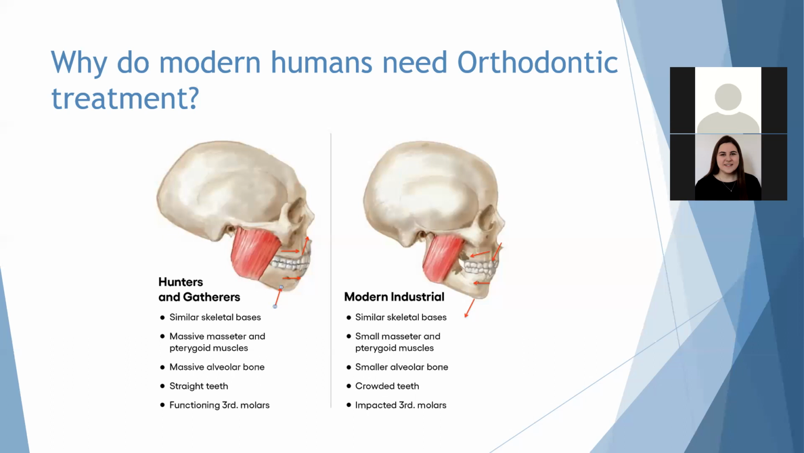Now, basically, bottom line, our ancestors did not suffer from crooked teeth to the same extent that we do today, and a lot of it has to do with our way of life and the food that we have been eating for the past thousands of years. At this point, it has already changed our bones.